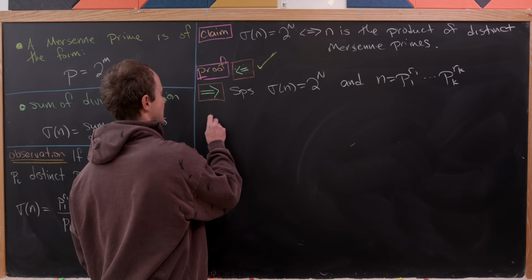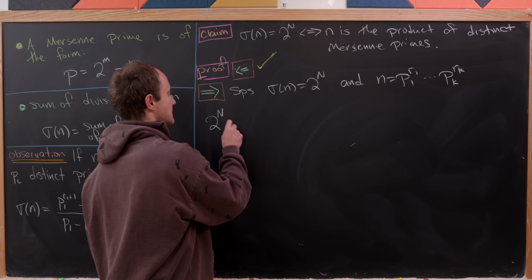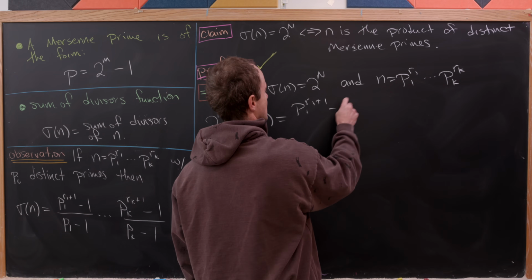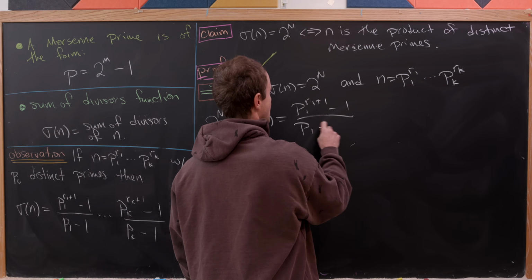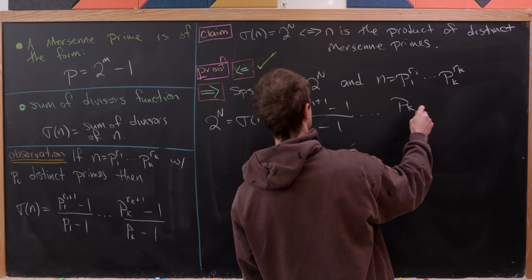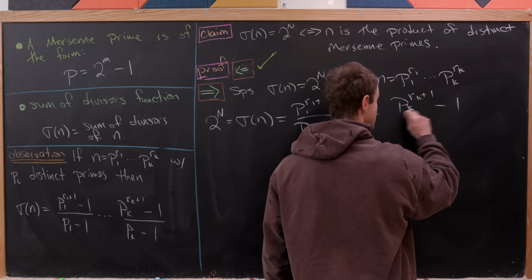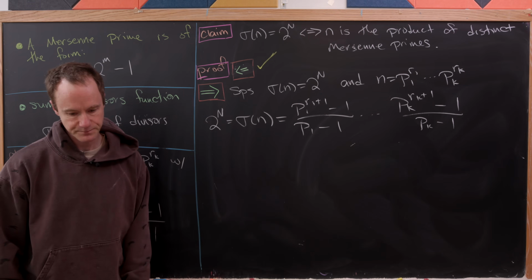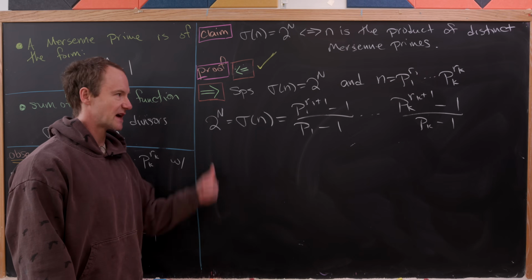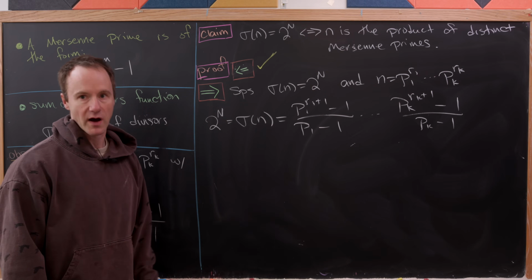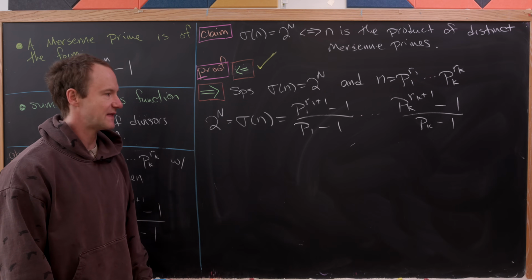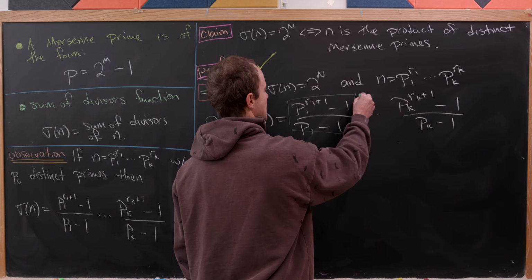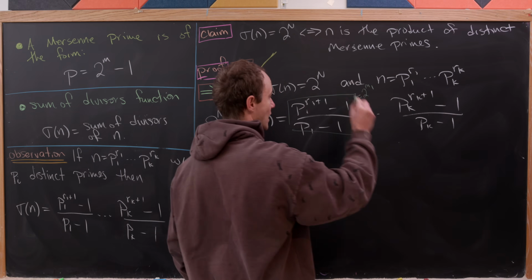Okay, so let's observe we have the following equation. So we have 2 to the n is equal to sigma of n, which is equal to this p1 to the r1 plus 1 minus 1 over p1 minus 1 multiplied all the way up to pk to the rk plus 1 minus 1 over pk minus 1, just by our little observation down here. But now let's observe that this left-hand side is a power of 2, and then we've got a product of natural numbers on the right-hand side. That means each of these natural numbers is a power of 2. So this thing right here is equal to 2 to the m1, for instance.